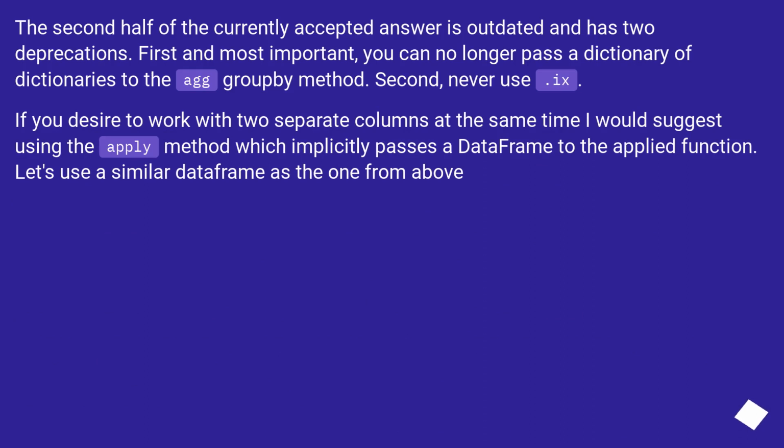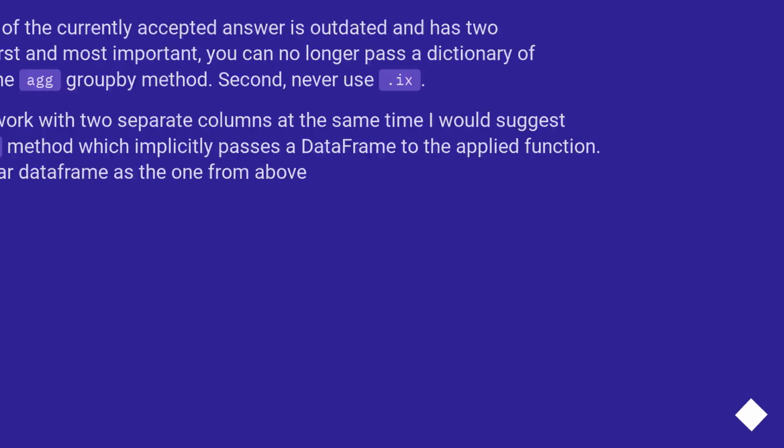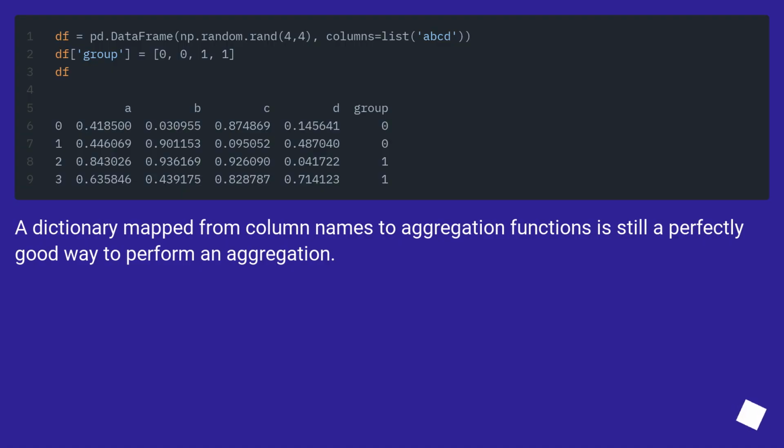The second half of the currently accepted answer is outdated, and has two deprecations. First and most important, you can no longer pass a dictionary of dictionaries to the agg function. Second, never use .ix. If you desire to work with two separate columns at the same time, I would suggest using the apply method, which implicitly passes a data frame to the applied function. Let's use a similar data frame as the one from above.